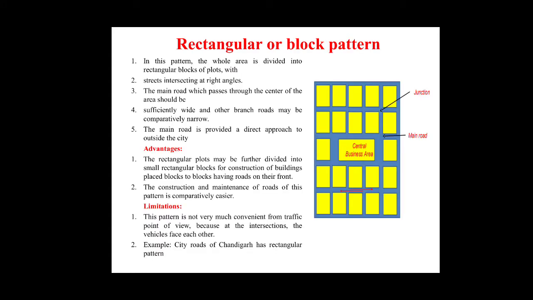First, we'll discuss the rectangular or the block pattern. As you can see from the figure, in this pattern, the whole area is divided into rectangular blocks of plots with the streets intersecting at right angles. The main road which passes through the center of the area should be sufficiently wider than the other branch roads. The main road is provided as a direct approach to the outside of the city.